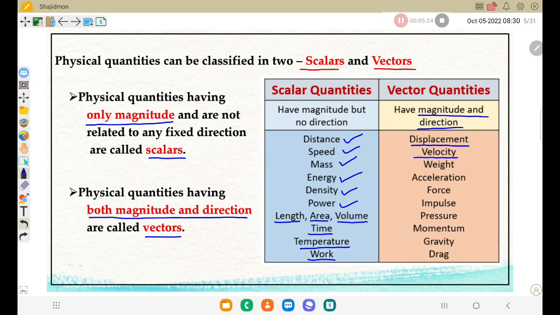Velocity is a vector quantity because velocity means speed with direction, correct? So we can say simply like that: velocity is a vector quantity, weight is a vector quantity, acceleration, which is velocity change over time, is a vector quantity. Force is a vector quantity, and impulse, pressure, momentum, gravity, drag: these physical quantities are all vector quantities. Some examples we have already discussed; I am just giving a brief idea.